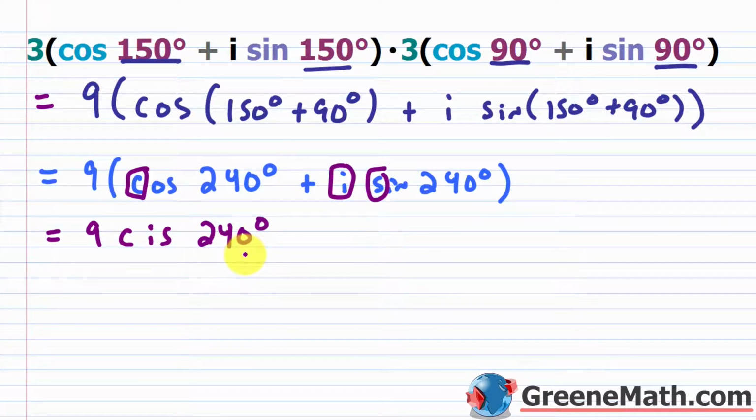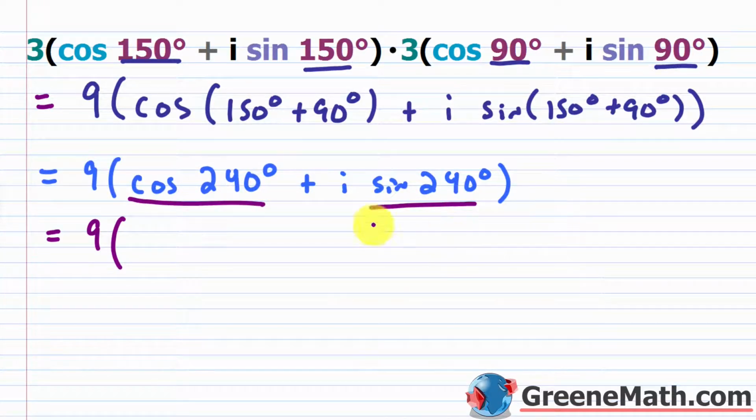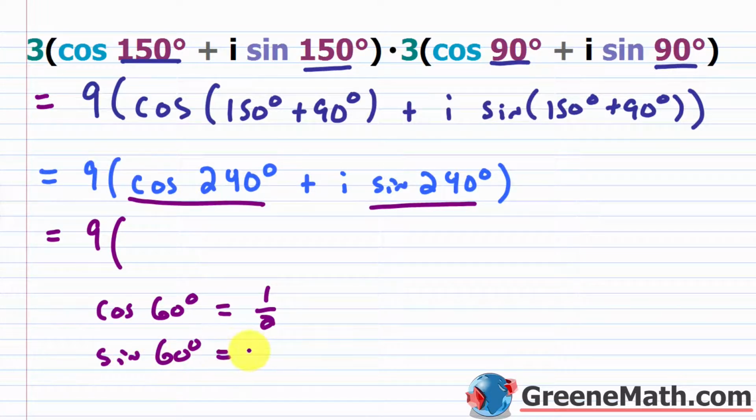And then additionally, they might ask you to give it back to them in rectangular form. So let me just erase this, and we'll do that real quick. For rectangular form, you need to figure out what this is and what this is, and then you're going to distribute the 9 to each term inside the parentheses. For a 240 degree angle, we have a 60 degree reference angle. So the cosine of 60 degrees is going to be a half, and the sine of 60 degrees is going to be the square root of 3 over 2.